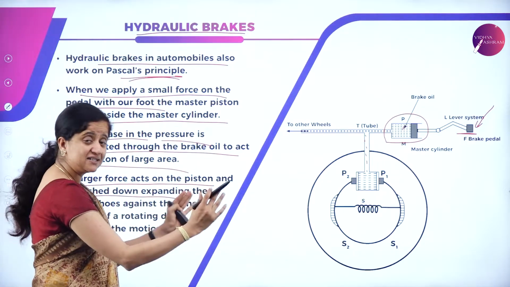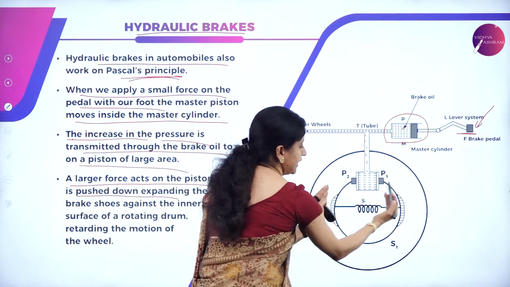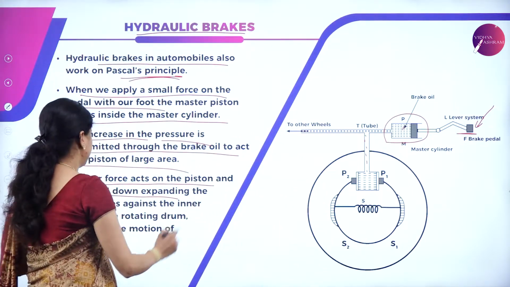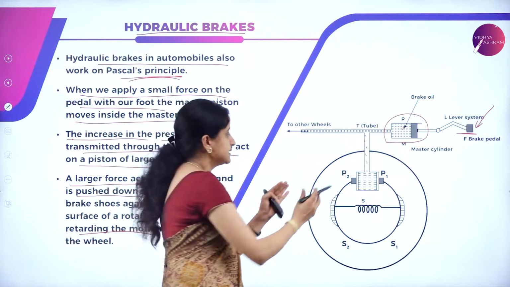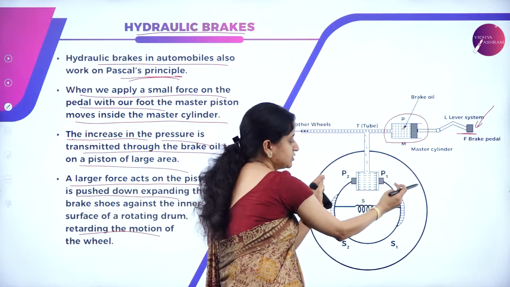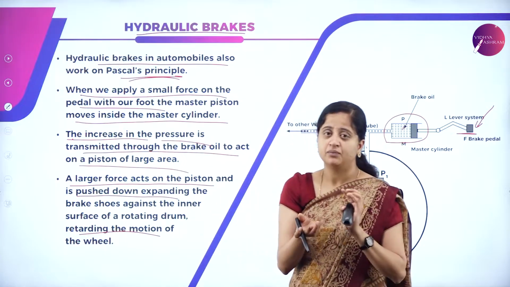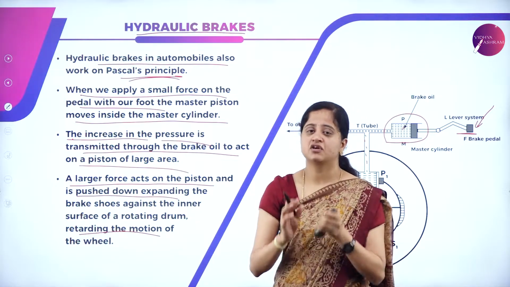They move against the inner surface of the rotating drum. If they expand, it will disturb the rotation of the rotating drum, and the vehicle will be retarded. The motion of the vehicle will be stopped. Since the pressure is created here, the brake shoes will expand and stop the motion of the rotating drum, which in turn retards the motion of a vehicle, which means we need to stop a vehicle.